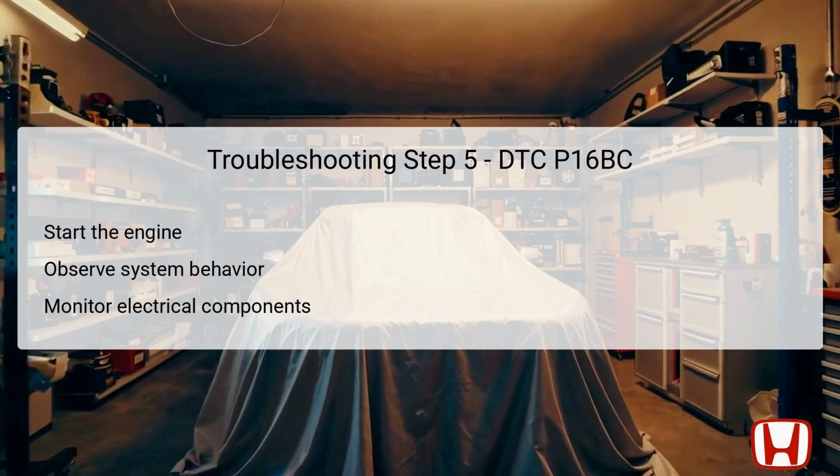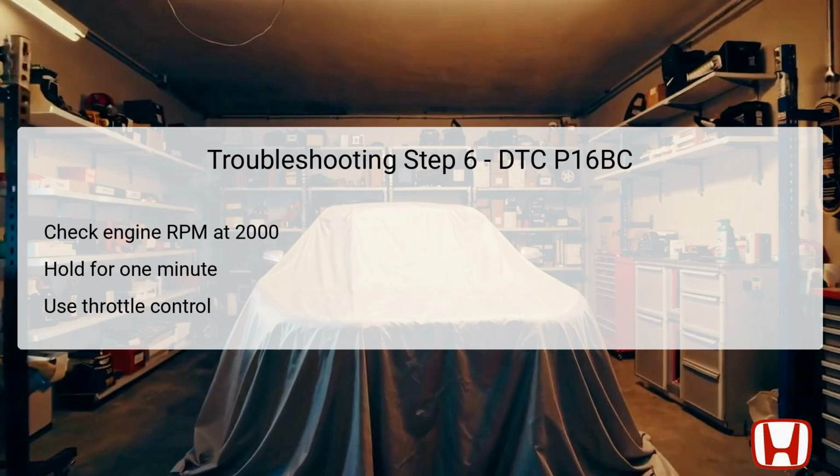AC on, temperature at maximum cool, blower fan at maximum speed, rear window defogger activated, and headlights on high beam. These conditions will draw significant power from the alternator, emphasizing any potential faults. Pay close attention to whether any warning lights on the dashboard illuminate during this phase, as they could indicate existing issues. The sixth step requires you to hold the engine speed at 2,000 RPM for 1 minute.